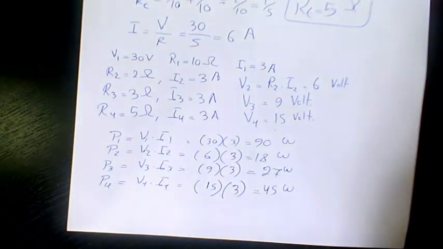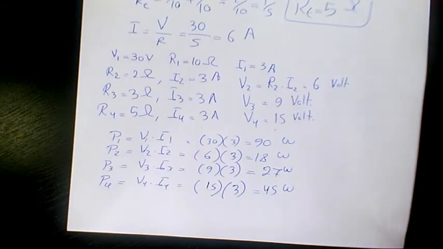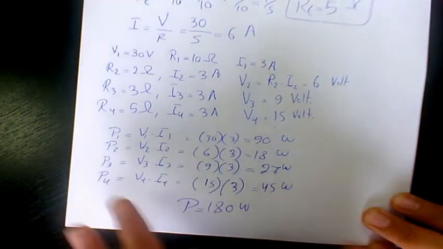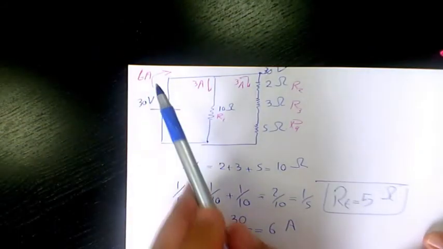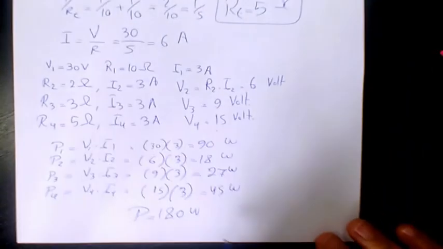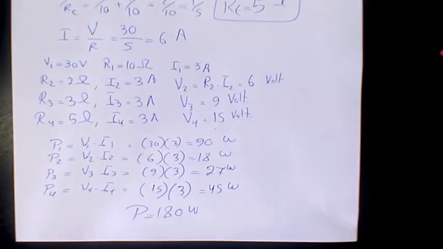Now let's add them all. 90 plus 18 plus 27 plus 45, that's 180 watts. Now if we go back in here and multiply these two, V and I total, 30 times 6 is going to be 180, which is going to be exactly the same as this number in here.